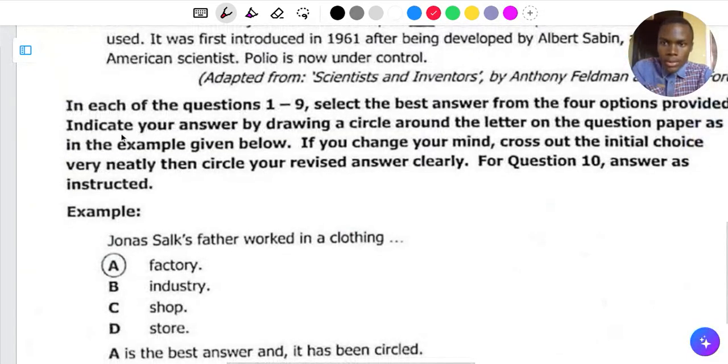So we have been given the example here. According to the instruction, in each of the questions 1 to 9, select the best answer from the 4 options provided. Indicate your answer by drawing a circle around the letter on the question paper as in the example given below. Then if you change your mind, cross out the initial choice very neatly, then circle your revised answer clearly. So for question 10, answer as instructed.